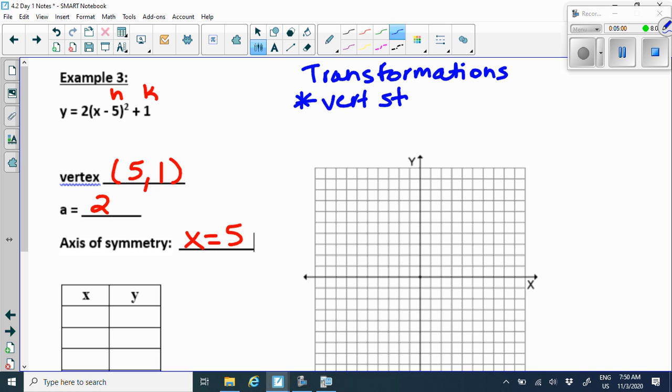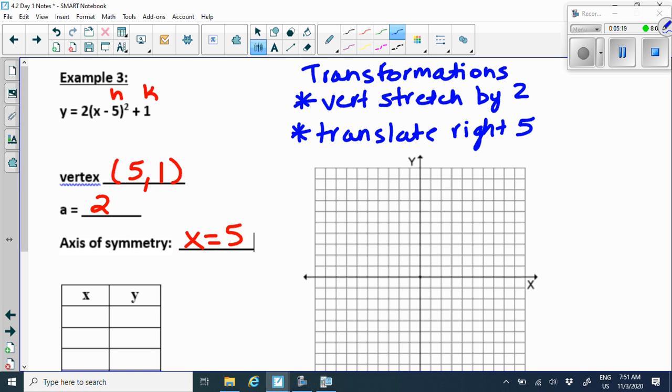a vertical stretch by 2, or you can say up to. It's up to you. Okay, now let's talk about our translations. So I do translate, and because I have x minus 5, that means I go the opposite, so I translate right 5. And k is exactly as we see it, so we say and up 1, right?